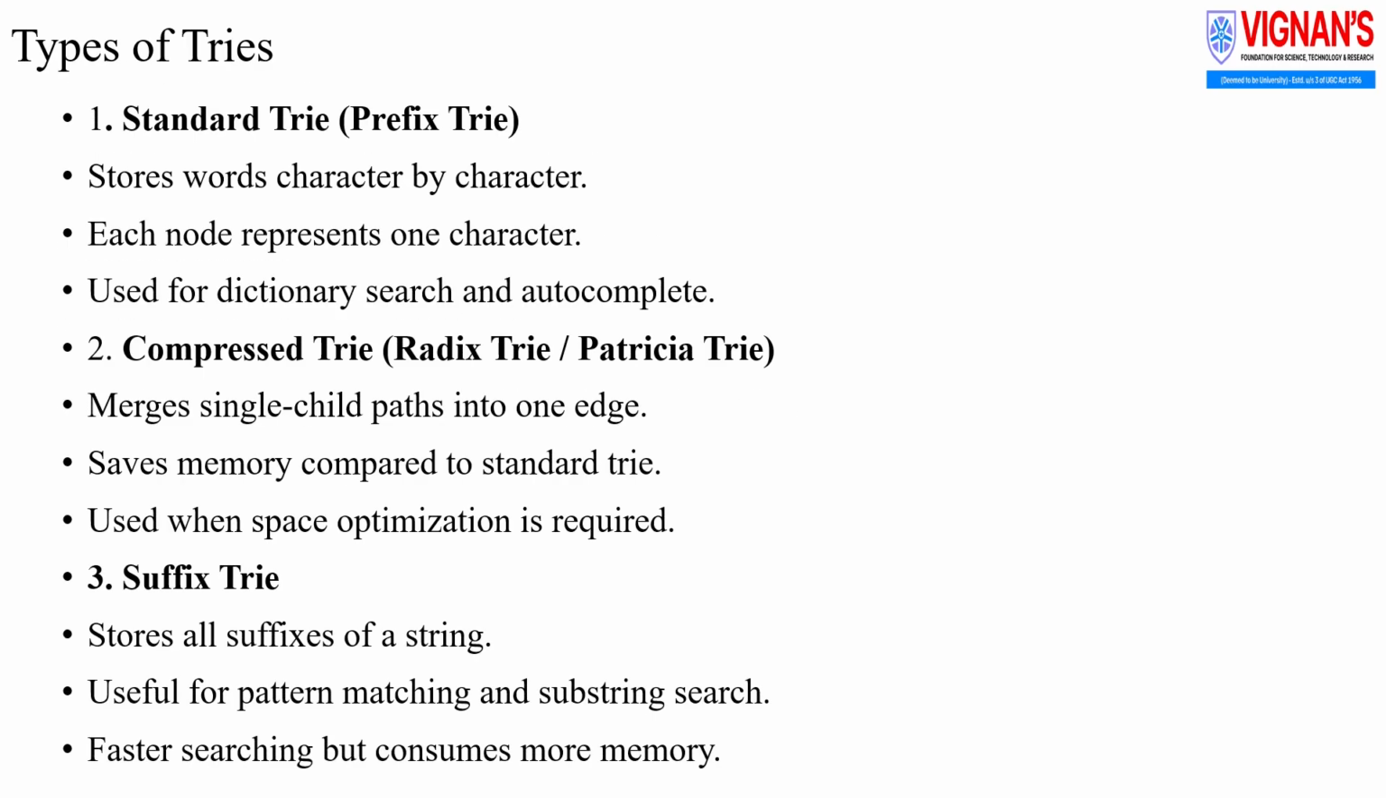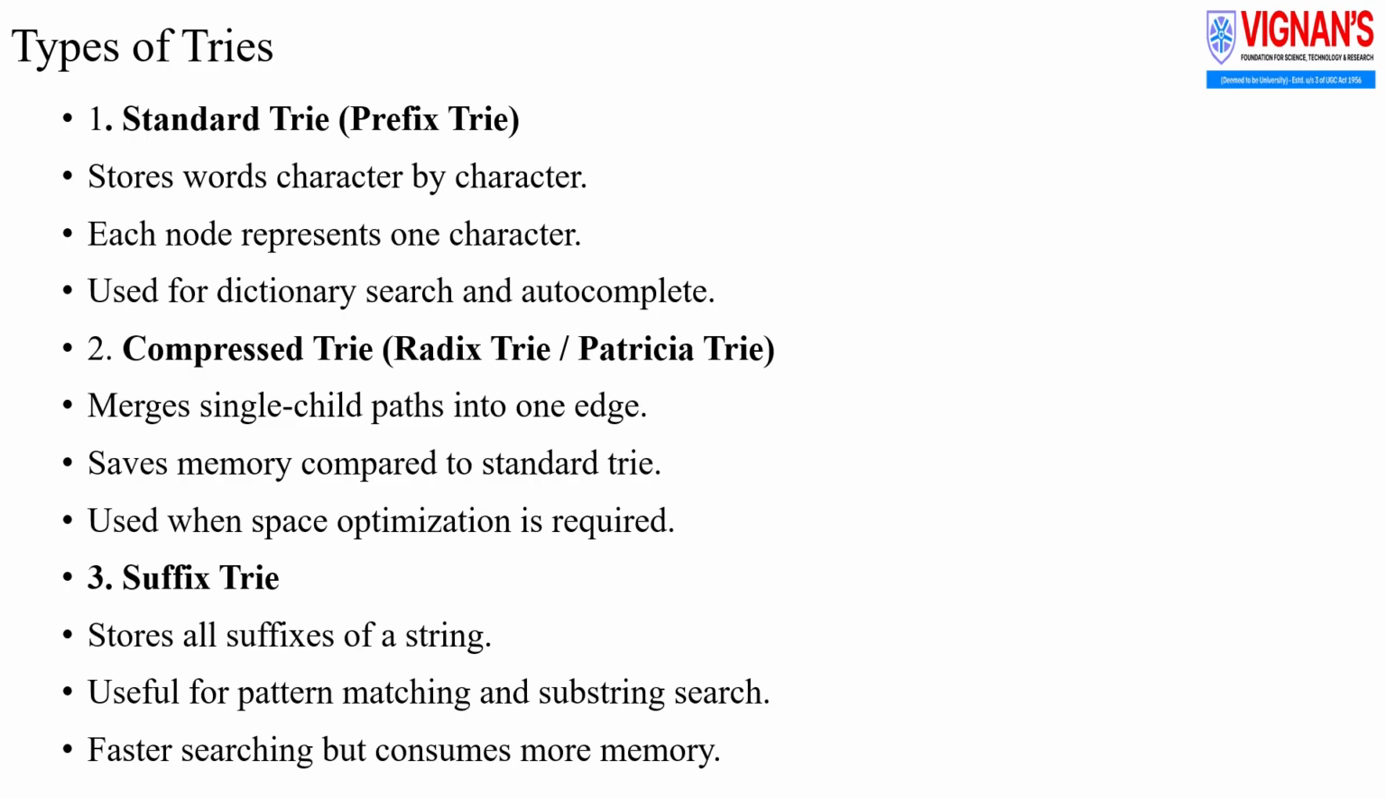Types of tries. There are different types of tries used in data structures. The first type is the standard trie, also called the prefix trie. It stores words character by character, where each node represents a single character. Standard tries are commonly used for dictionary search and autocomplete applications. The second type is the compressed trie, also known as a radix trie or Patricia trie. It merges single-child paths into one edge, which helps in saving memory. Compressed tries are used when space optimization is required.